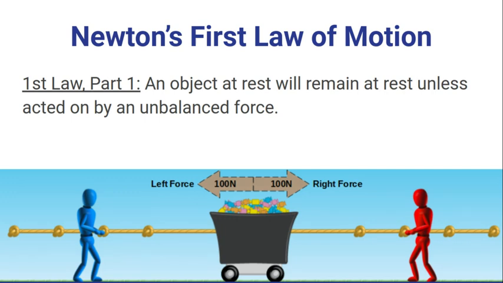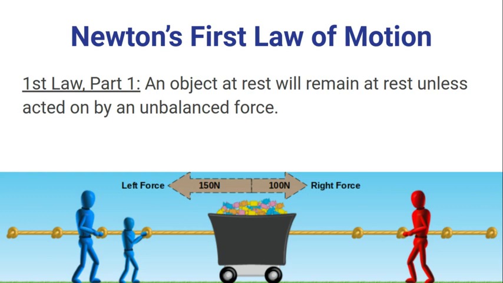Here's a closer look at Newton's first law, part 1. Notice that we have a tug-of-war basically going on here between the blue team on the left and the red team on the right. And we have a wagon in the middle. The wagon is the object that is at rest. And that wagon is going to remain at rest unless it's acted on by an unbalanced force. But take a look at the diagram. Are those forces unbalanced? They're not. Those are balanced forces because you have 100 newtons going left and 100 newtons going right. So since the forces are balanced, that means the wagon will stay at rest, according to Newton's first law of motion.